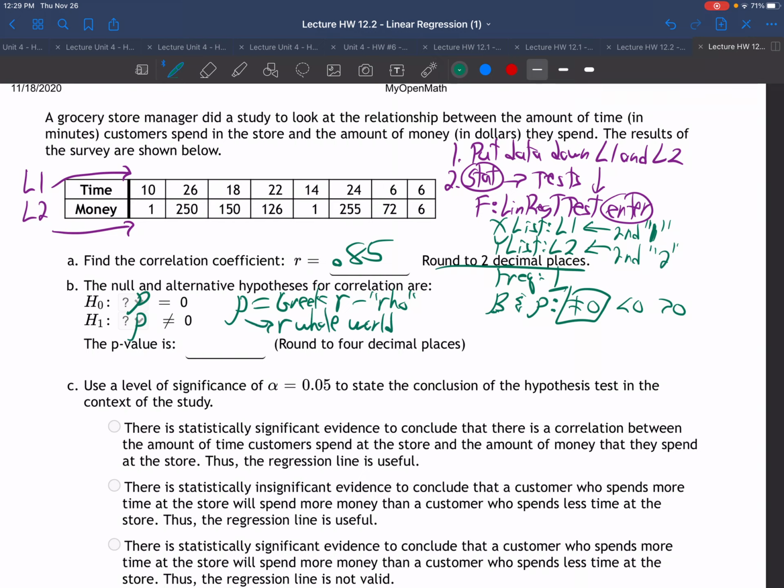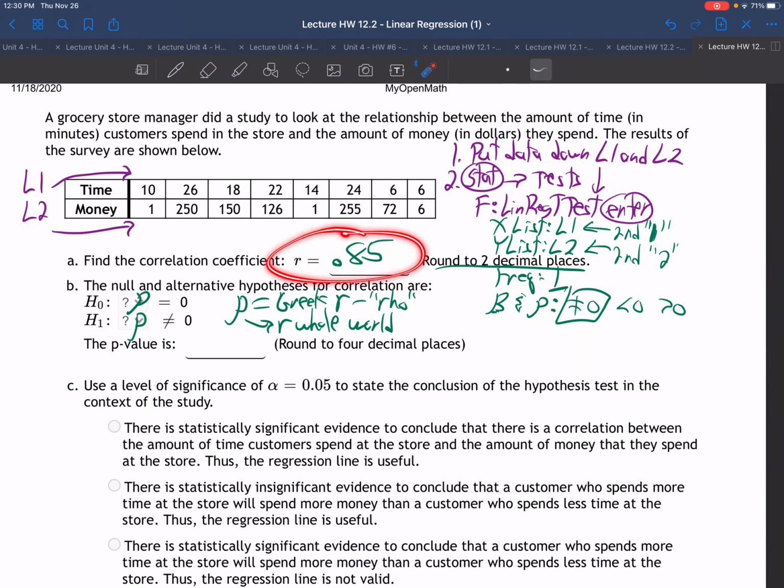Now, because that's what we're trying to figure out. We're trying to say not just for these, what is this? 1, 2, 3, 4, 5, 6, 7, 8 customers. Not just for these 8 customers. We really want to know. The marketing people want to know for the whole world. Is there a connection between time spent in the store and money you spend for the whole world, not just for these 8 customers, right?